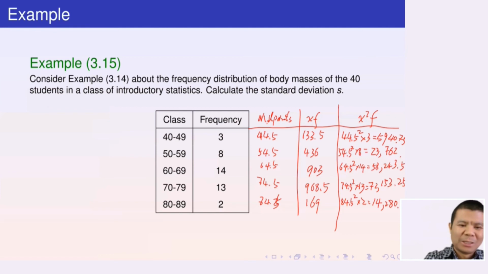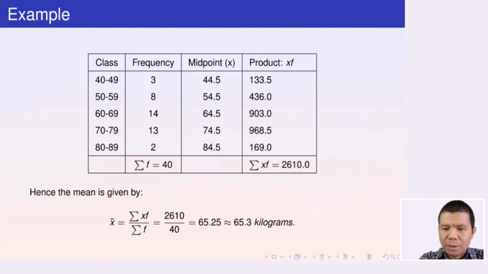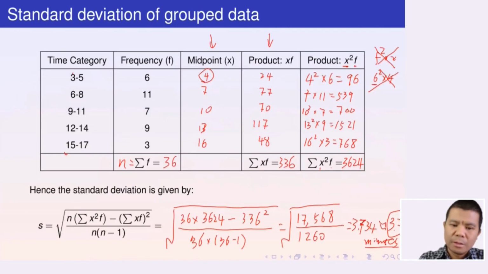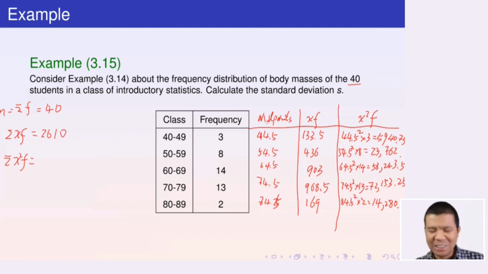So then what do we do? We take the summation of f, that is our n, which equals 40, right? And the sum of the first product, I think we already found this one in the previous example, is 2610. And what is next? These are large numbers, right? So let's add them up.